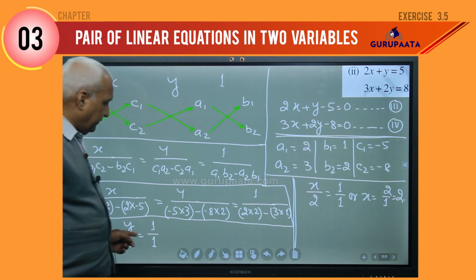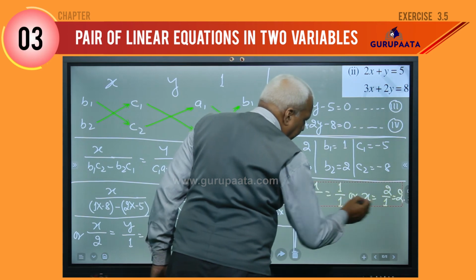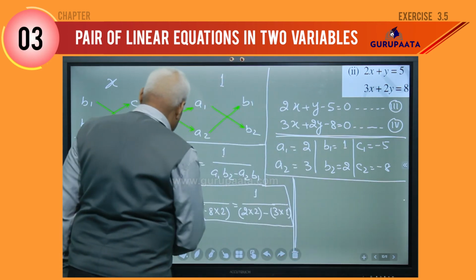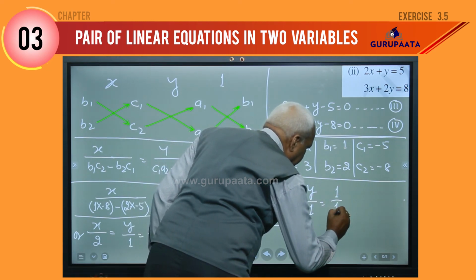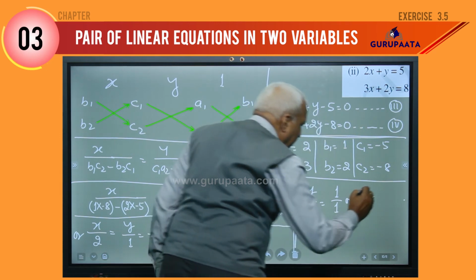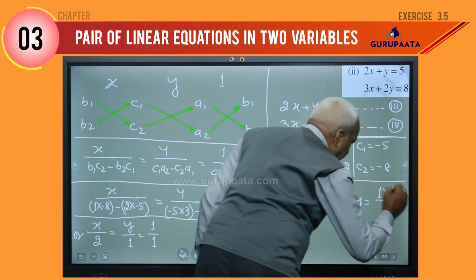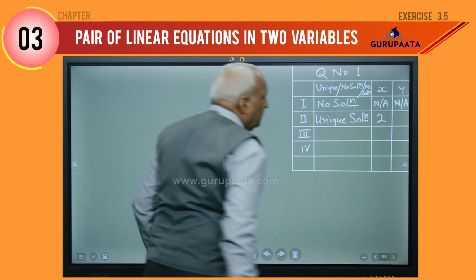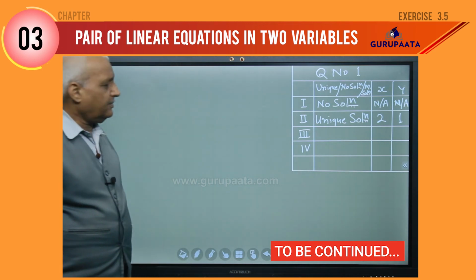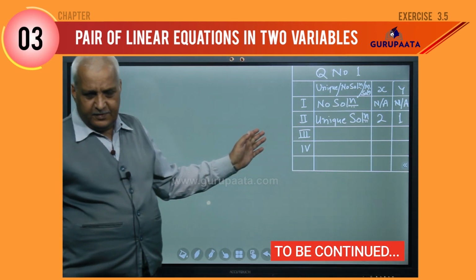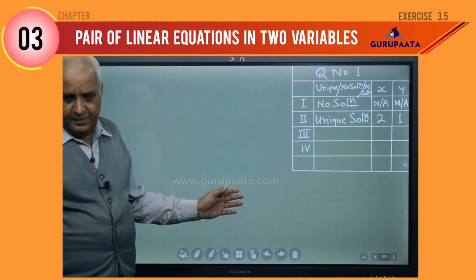Now we will calculate the value of y. For that, y by 1 equal to 1 by 1, or y equal to 1 multiplied by 1 equal to 1. The same value of y we will put in the table, that is 1. Like that we have solved question number 1.2. Now we will move on to the next question, question number 1.3.